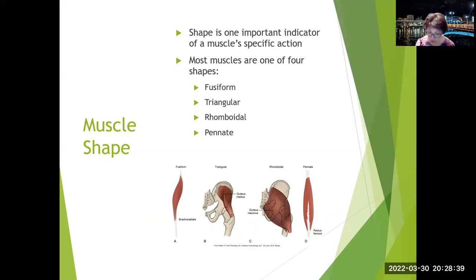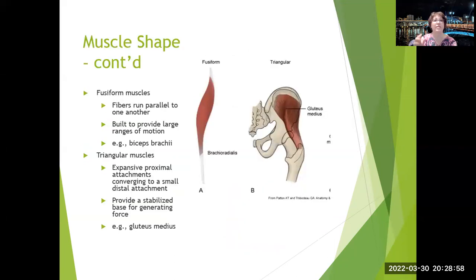So fusiform muscles include ones such as the brachioradialis. The fibers run parallel to each other, and typically they're used to provide large ranges of motion. So brachioradialis, biceps, those are our fusiform muscles. The biceps brachii, that's our classic fusiform, if you want to think of it that way.